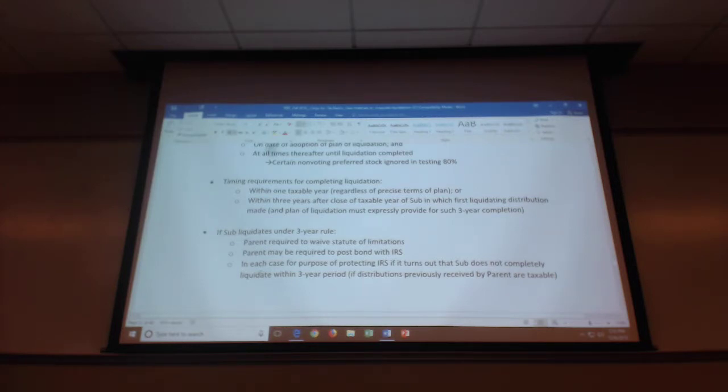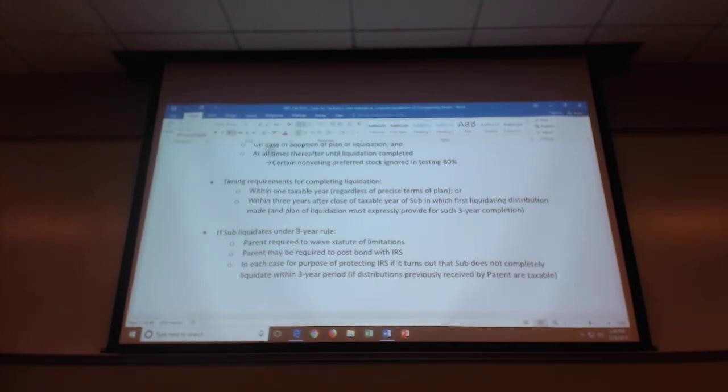The liquidation of the subsidiary has to be completed in one of two ways. Either just get it done within 1 taxable year, regardless of what the plan of liquidation says, or there's a special 3-year rule, which basically says that after you adopt the plan of liquidation, and assuming that the plan expressly provides for a 3-year completion of the liquidation, the 3-year period is measured from the end of the year in which the first distribution is made.